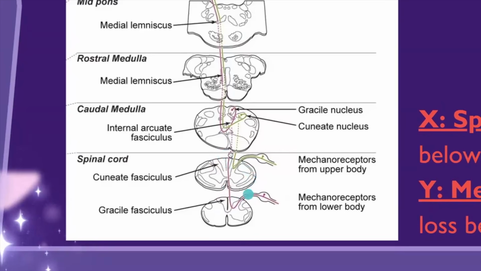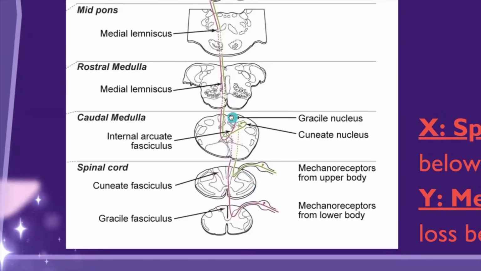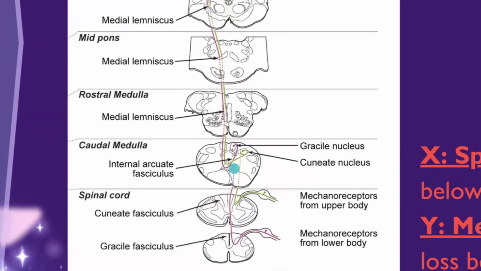They go all the way up to the medulla, okay? Where do they synapse with the second order neurons? At the level of the medulla, specifically in the gracile nucleus, because we're talking about the fasciculus gracilis, okay? Then what is going to happen at this level?